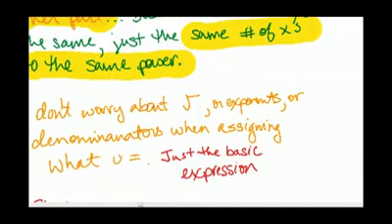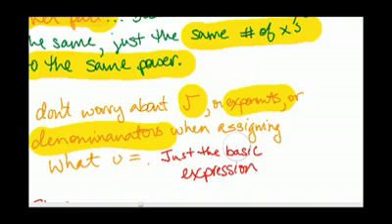And when you're assigning U, don't worry about the square roots. Is it an exponent? Is it in the denominator? Is it a power of U? When we set U equal to something, we just set it equal to the basic expression only.